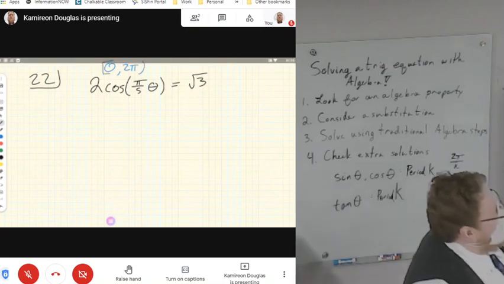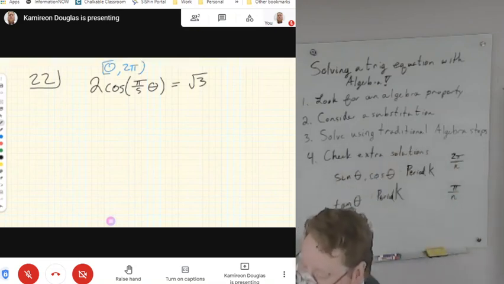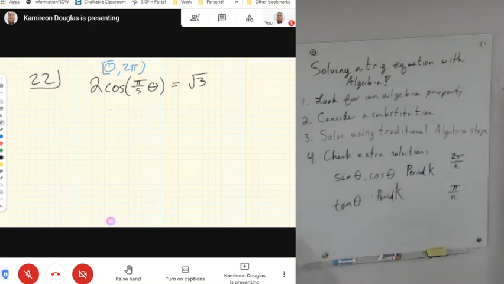All right, let's do it. First, the easiest pieces are algebraic solving. How am I going to get the cosine function by itself? Divide by 2, easy. So I get the following. The cosine function of pi over 5 theta equals square root of 3 over 2.